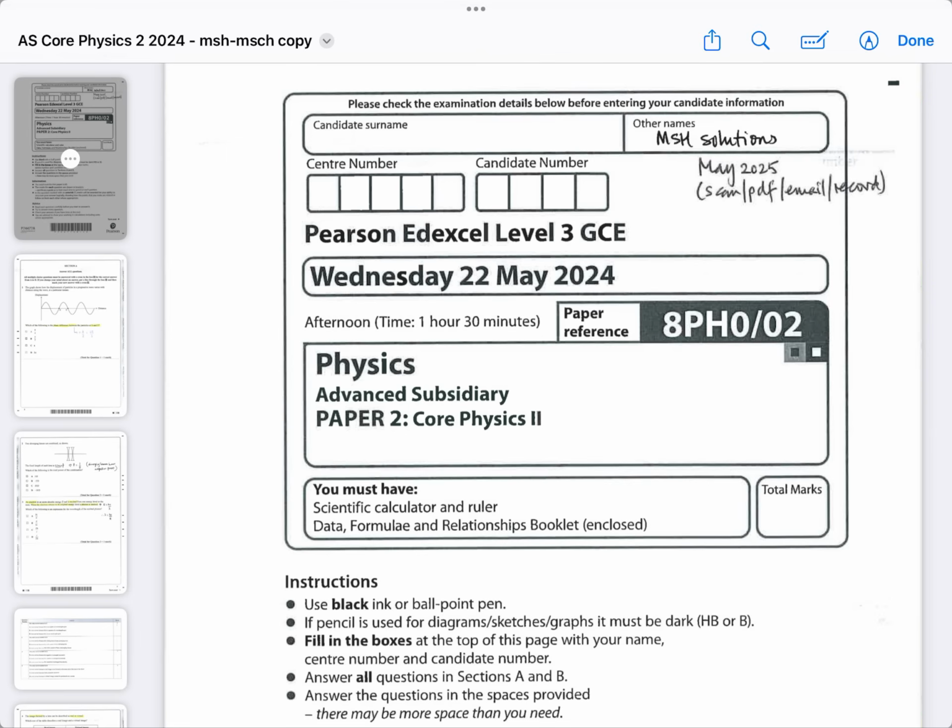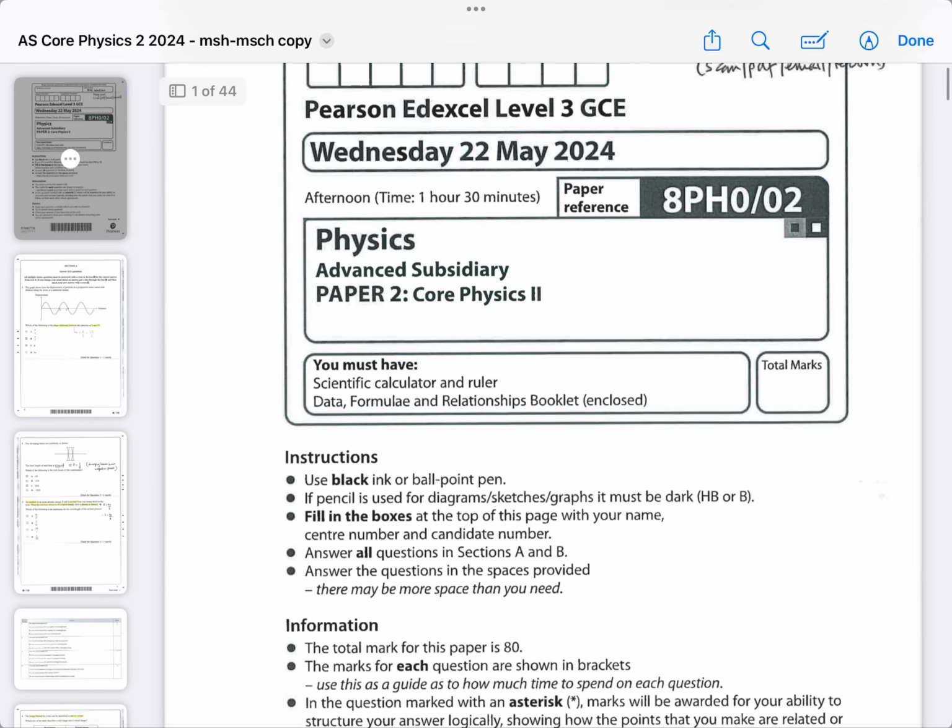Okay, so I'm going to upload this because I think AS Core Paper 2 is next week. So Wednesday next week is the Core Paper 2 for those of you taking the AS level. And for those of you preparing for A level next year, this is a good practice exam. Okay, so let's get straight into it.